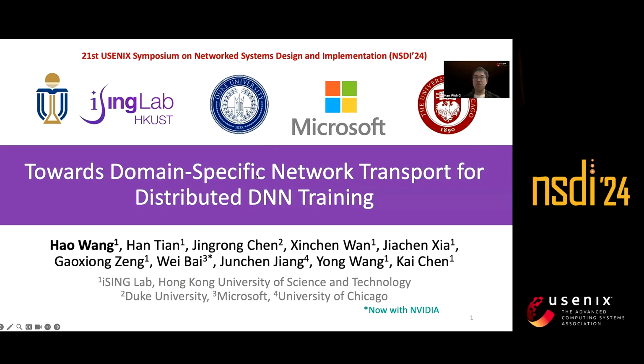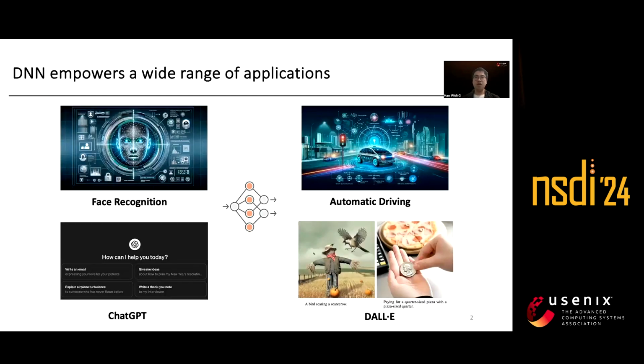In this talk, I will present our work towards domain-specific network transport for distributed DNN training. Deep learning and deep neural networks, or DNNs, empower a wide range of AI applications, such as face recognition and automatic driving. The recent emergence of large language models also supports famous applications such as ChatGPT. Behind these applications, the driving force are powerful and efficient DNNs.